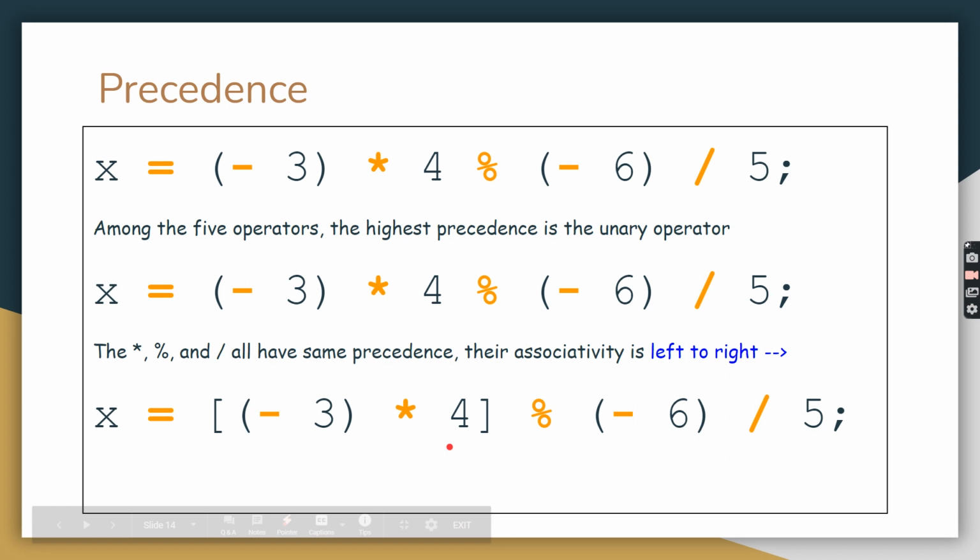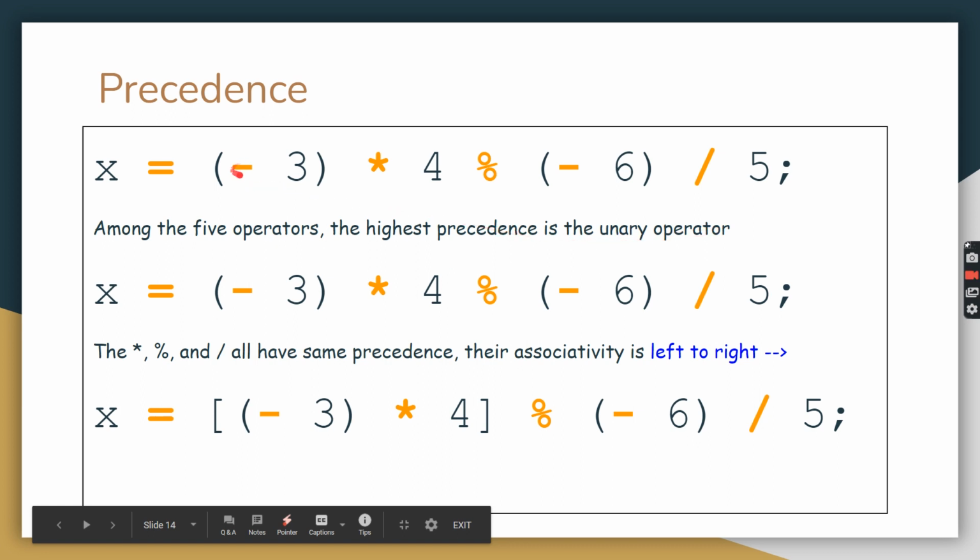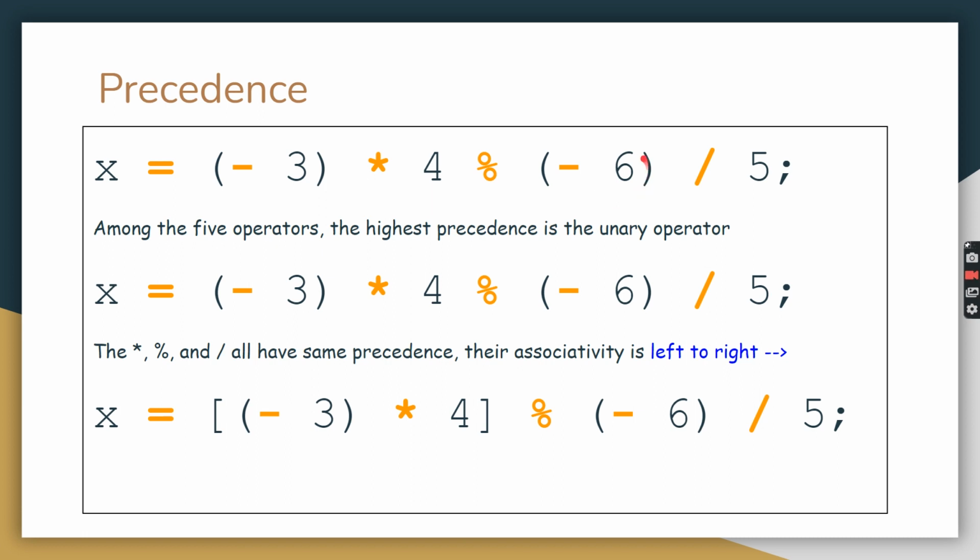The one with the highest precedence. So in this case, the one with the highest precedence would be the unary operator, which will go ahead and bind the minus sign to the 3 and enclose in parentheses, as well as bind 6 with the minus sign and close parentheses. And the reason why we go ahead and bind these two numbers is because there is no other operand in front of the minus sign, which will make that a subtractive operation.